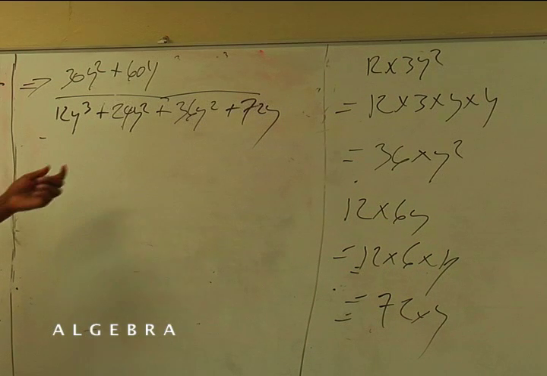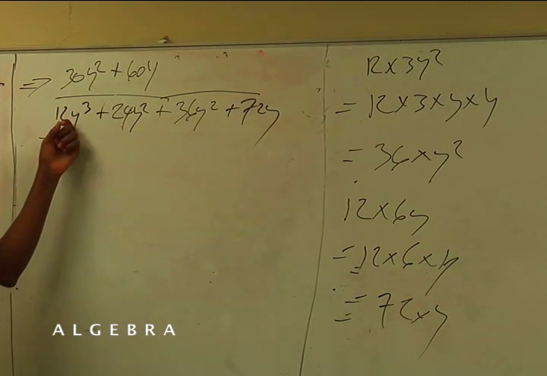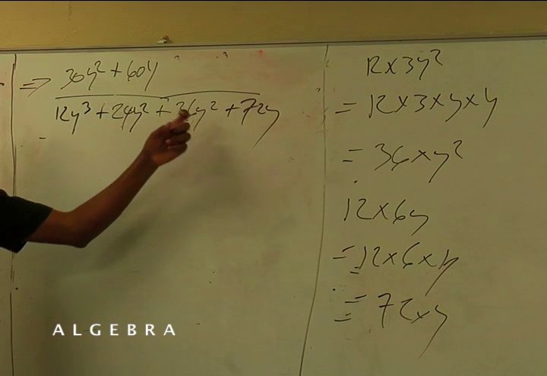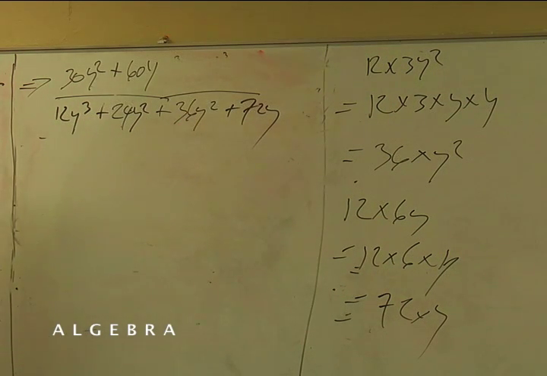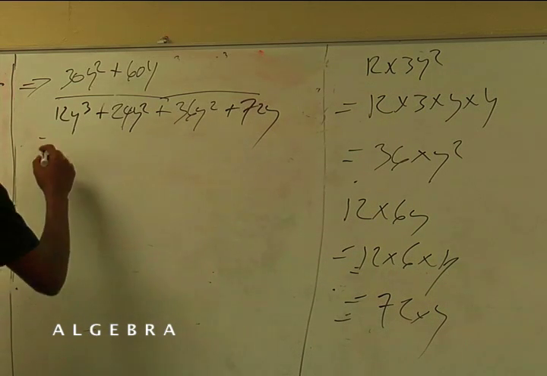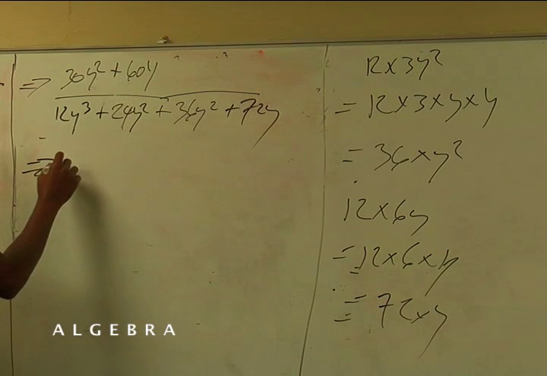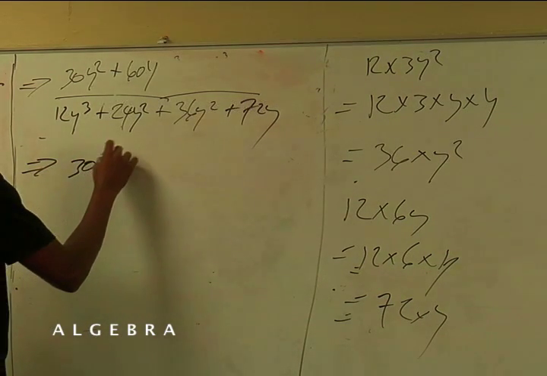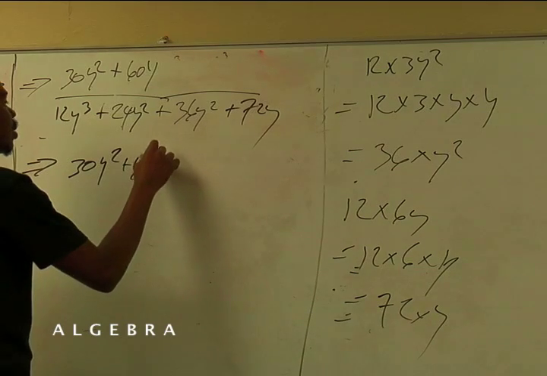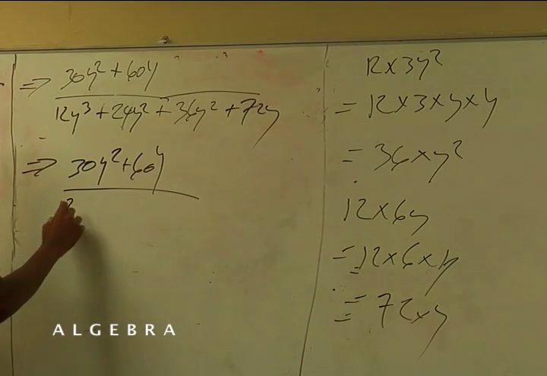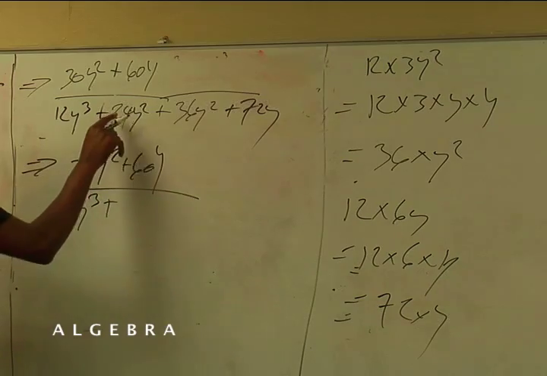Alright, now if you look here, we have y cube, y square, y. They're being added together. Only the same power can add together. So y cube can't add to y square. It can multiply by y square, but it can't add. You understand? Good. So we come now, this implies 30y square plus 60y over 12y cube plus this and this, how much?